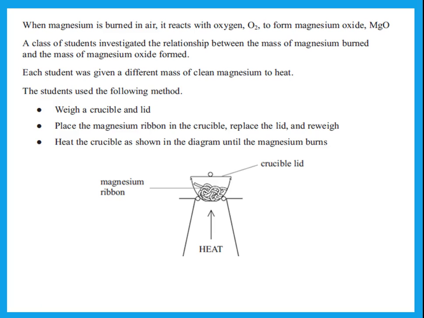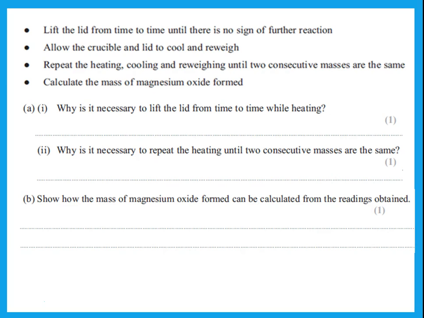He said he weighed the crucible and lid, and then he placed the magnesium ribbon in and weighed them again, and then heated the crucible until the magnesium burns. Lift the lid from time to time until there is no sign of further reaction. Allow the crucible and lid to cool and reweigh. Repeat the heating, cooling, reweighing until consecutive masses are the same. Calculate the mass of magnesium oxide. So basically, he put the magnesium into the crucible and he weighed them, and then he reacted it and kept weighing it until the mass was constant.